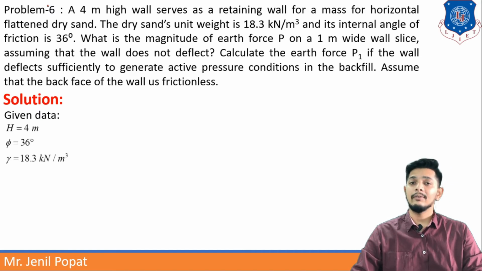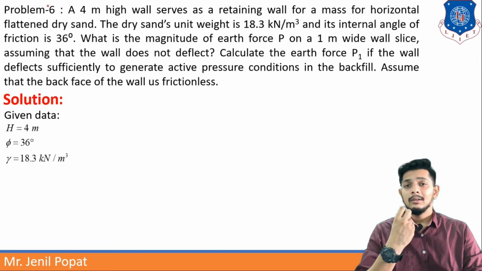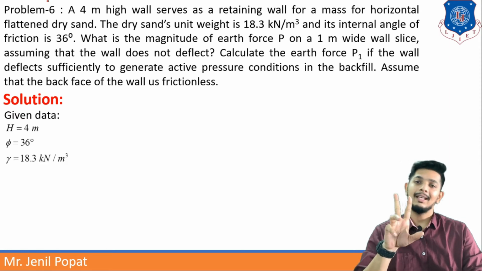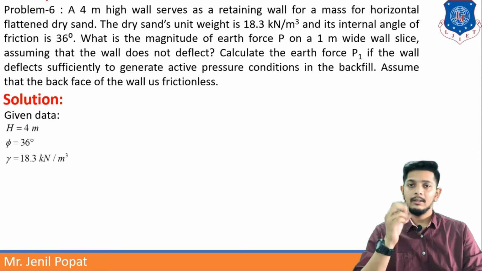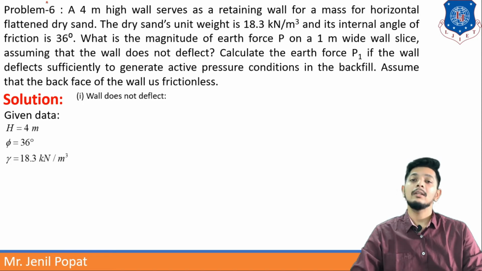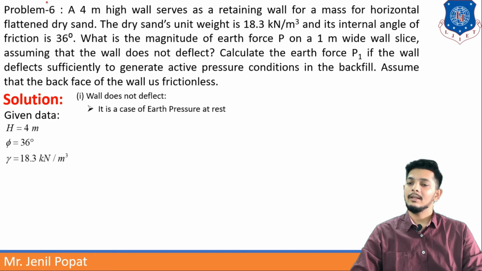Now let us write the given data. H is given as 4 meter, phi is 36, and gamma is 18.3 kilonewton per meter cube. Now we have to solve this problem by dividing it into two types. First, earth pressure at rest, and second, active earth pressure.